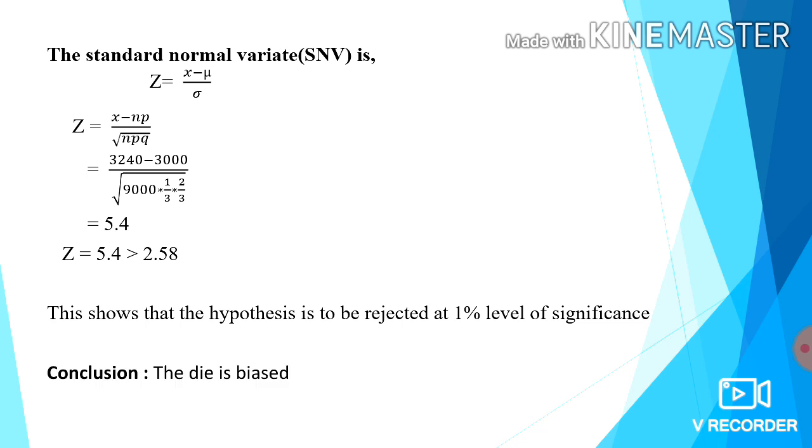So what is the conclusion? The hypothesis we made is that the dye is unbiased. We are getting the result that the hypothesis is to be rejected. So the conclusion is the dye is biased.